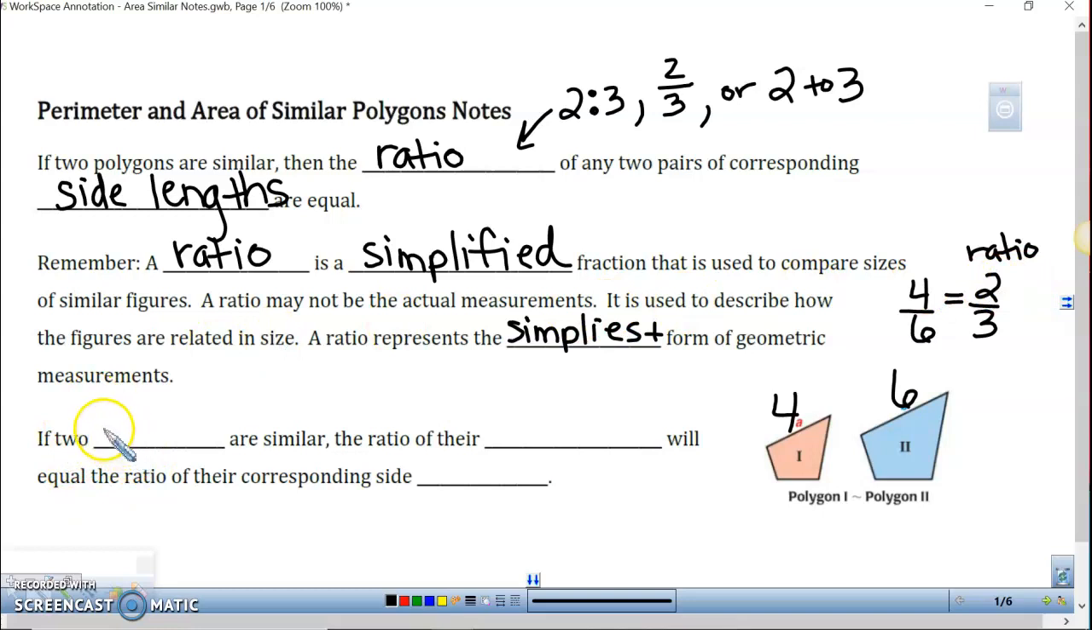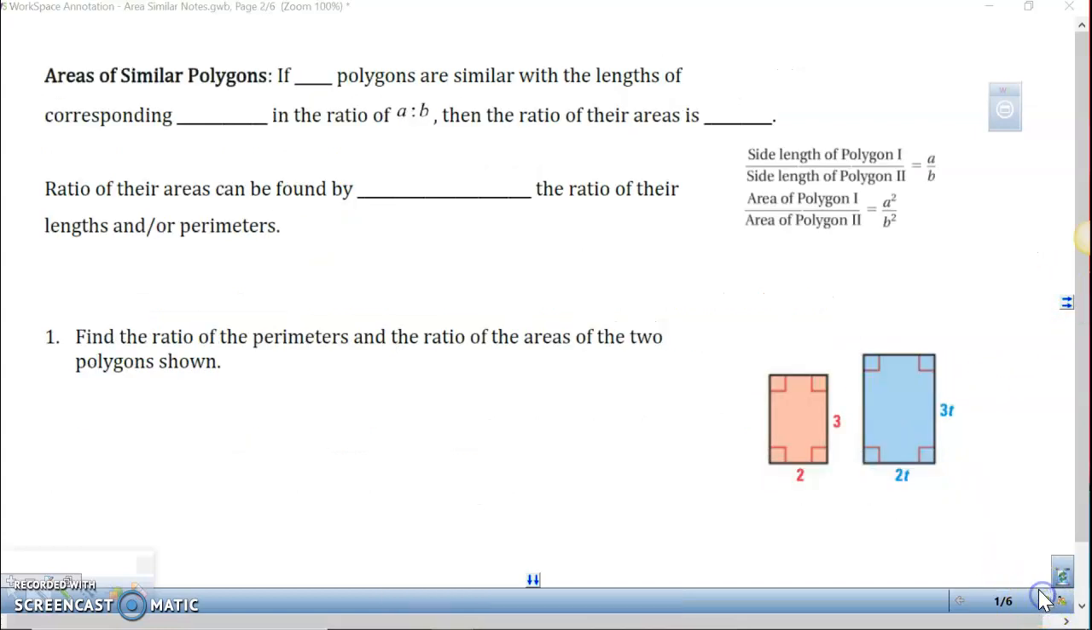Okay, so if two polygons are similar, the ratio of their perimeters will actually be the exact same ratio, so it will be equal to the ratio of the corresponding side lengths. So if these two figures had a ratio of side lengths of 2 to 3, their perimeters, if we were able to find them, would also be in a ratio of 2 to 3.